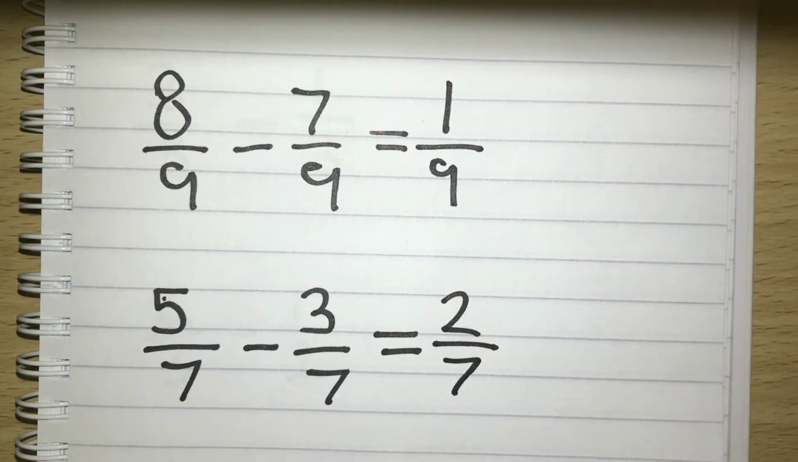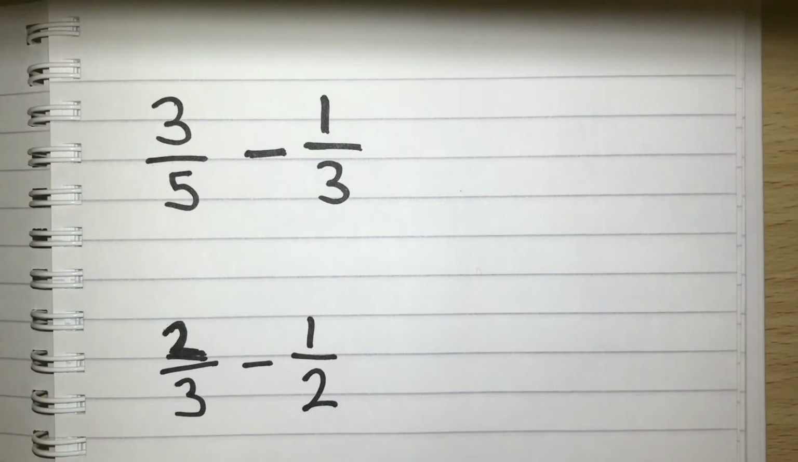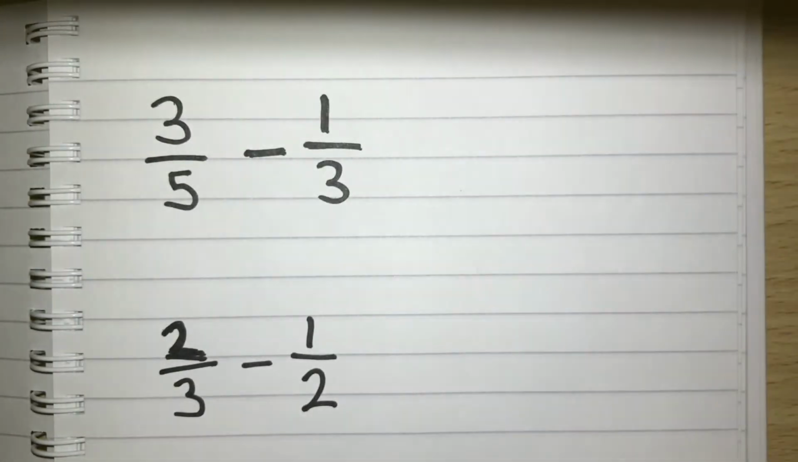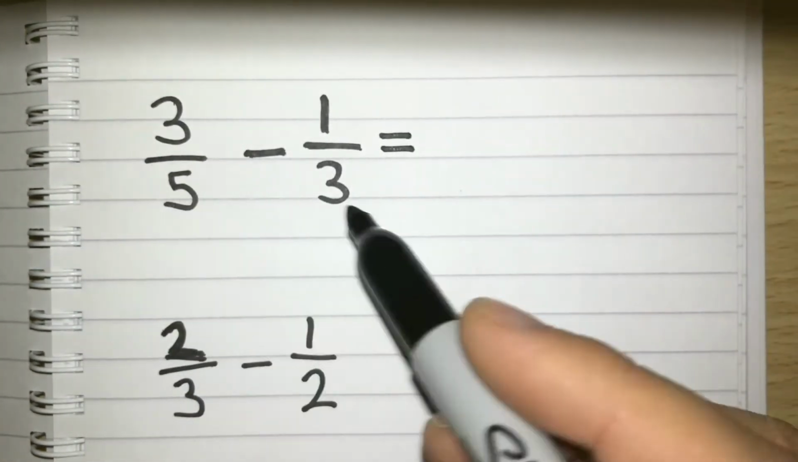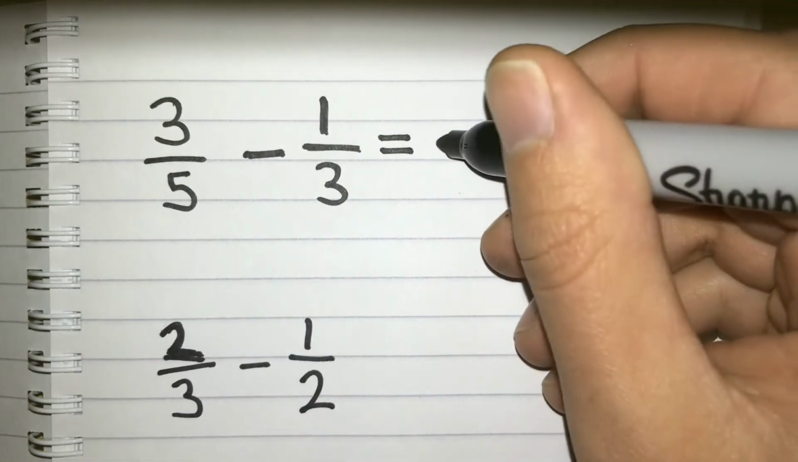Okay, now let's go on to look at examples where we have different denominators. So for example, if we have 3/5 take away 1/3. Again, like when we're adding, we have to find a common denominator. We can do this by multiplying our two denominators. So 5 times 3 gives us 15.